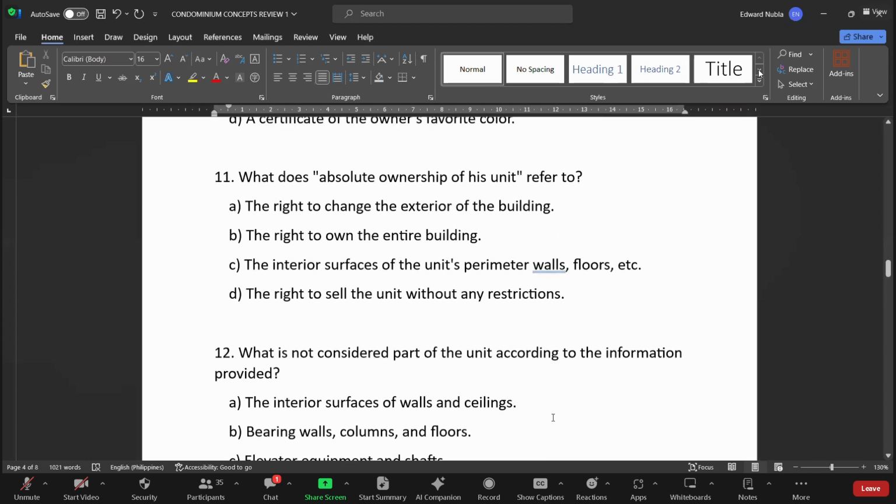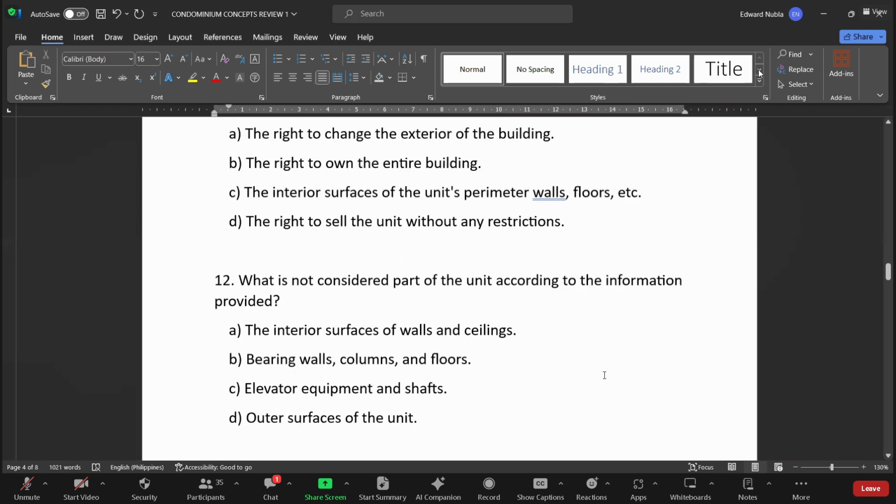Number 11, Sir Peps. What does absolute ownership of his unit refer to? The answer is letter C. Yes. In the context of the condo corp, absolute ownership of his unit is the interior surfaces of the unit's perimeter walls, floors, etc. Correct.